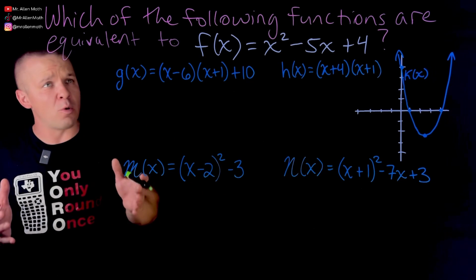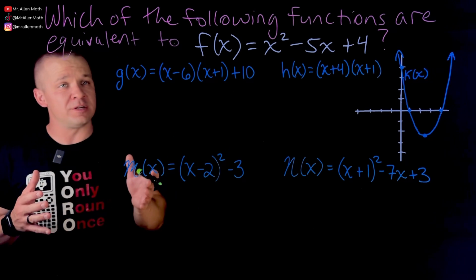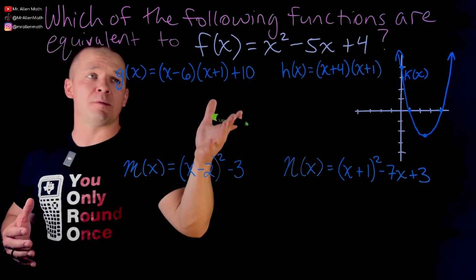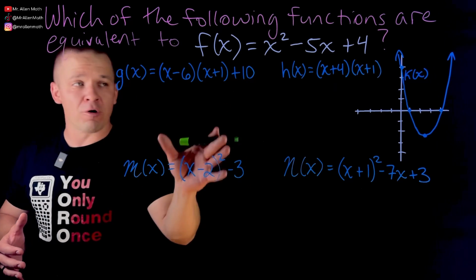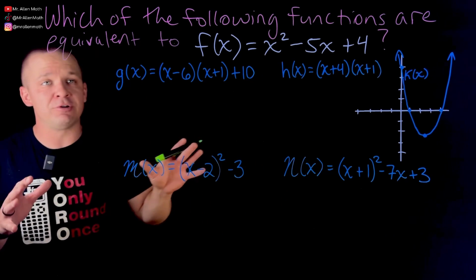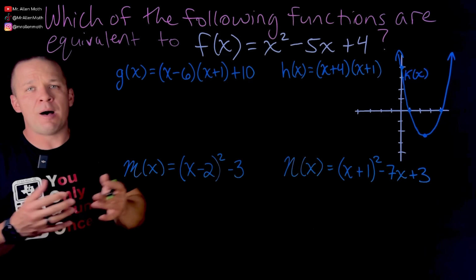So we have to determine which of the following functions are equivalent to f of x equals x squared minus 5x plus 4. There could be multiple answers here. I got 4 equations and a graph, so 5 to choose from. Let's start with g of x. How am I going to figure this out?